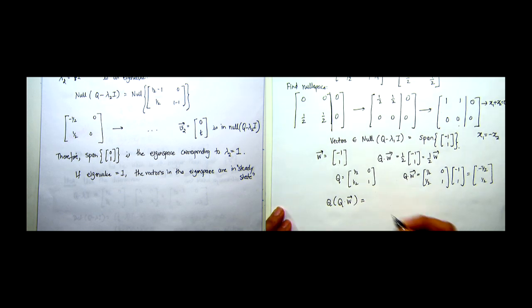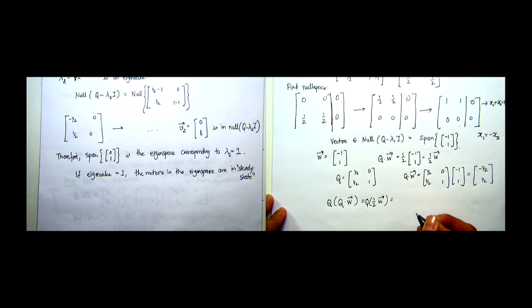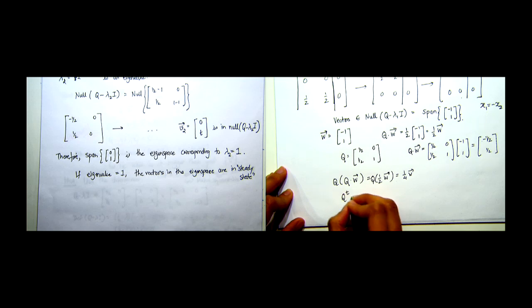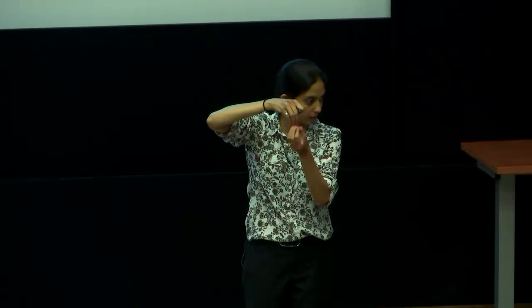Now what happens if I take Q times W, and then the whole thing times Q again? What is Q times W? This is 1/2 W. This whole thing times Q gives me what? A quarter W. What happens if I take Q to the T times W? Every time I multiply by the matrix, am I changing my direction? No, but what is happening to the length of my vector? Shrinking, shrinking, shrinking, right?